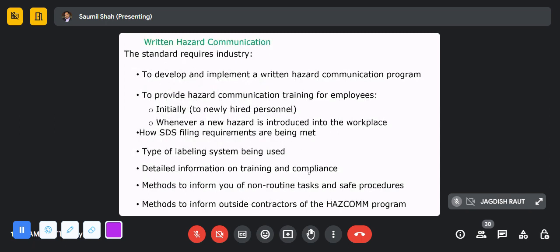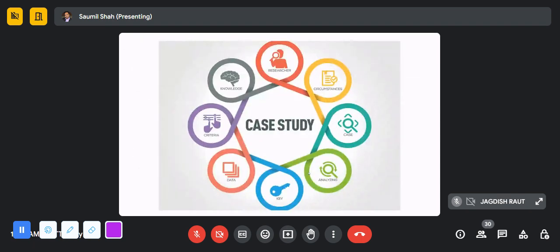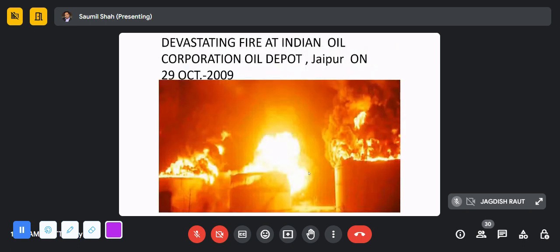Now let's take one case study. We will discuss one case study regarding the explosion of petroleum product from a storage tank, how it created a massive fire explosion and affected the nearby surrounding communities. It is the Indian Oil Corporation Jaipur fire.